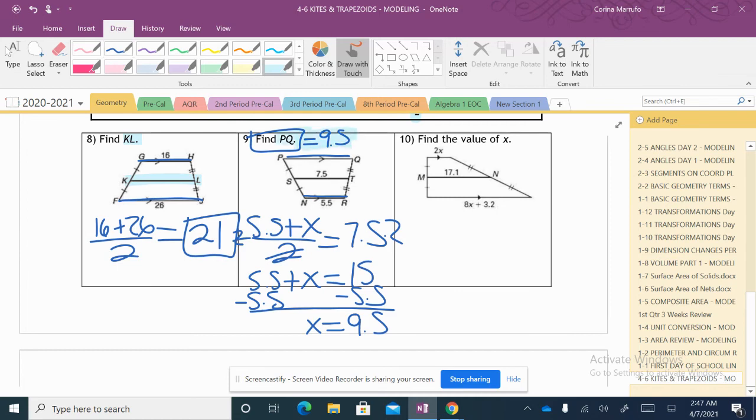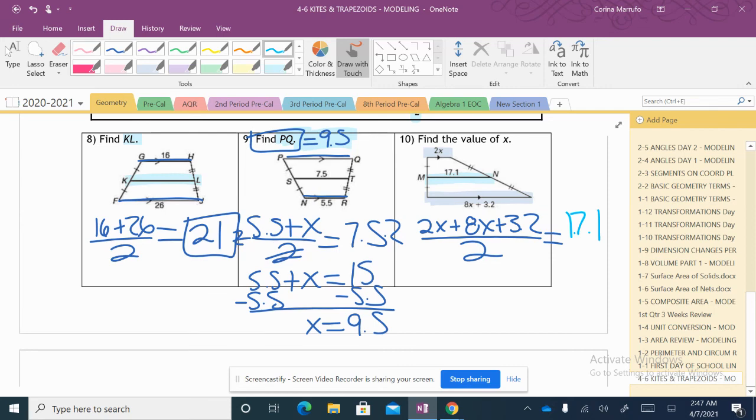And then the last problem says find the value of x. Here we're going to add the bases. Our bases are in terms of x. One of them is 2x, the other one is 8x plus 3.2. We divide it by 2, and that gives us our mid-segment. Here our mid-segment is 17.1.